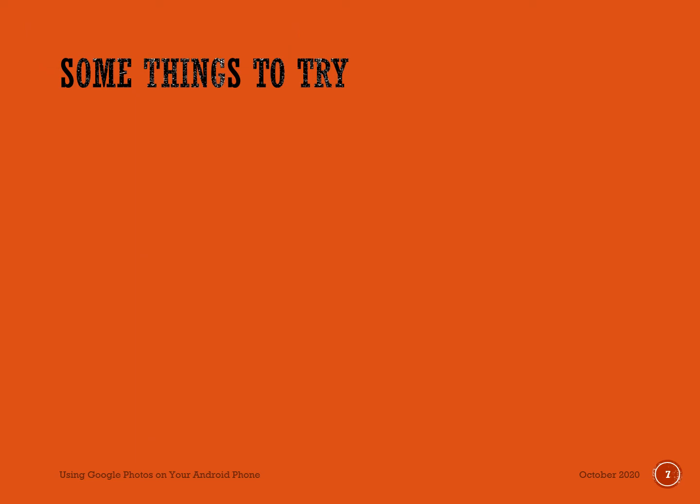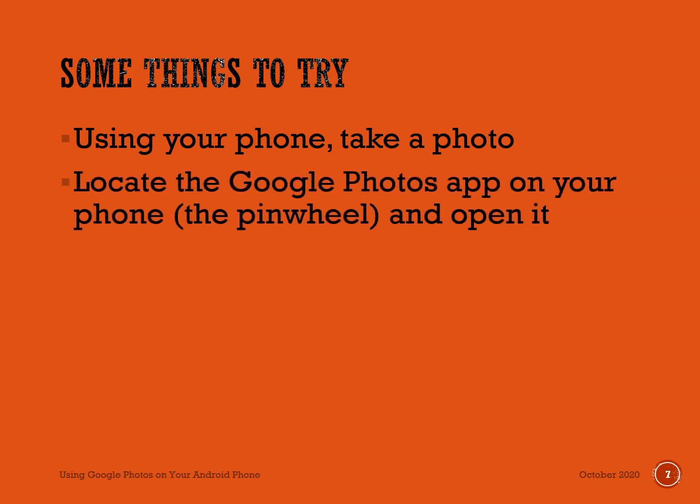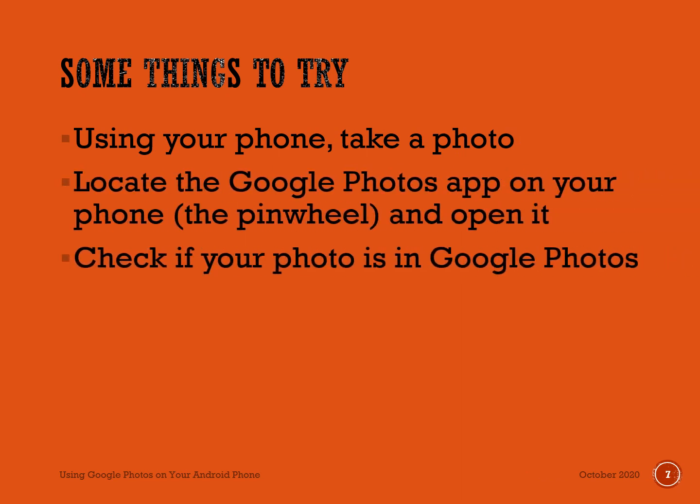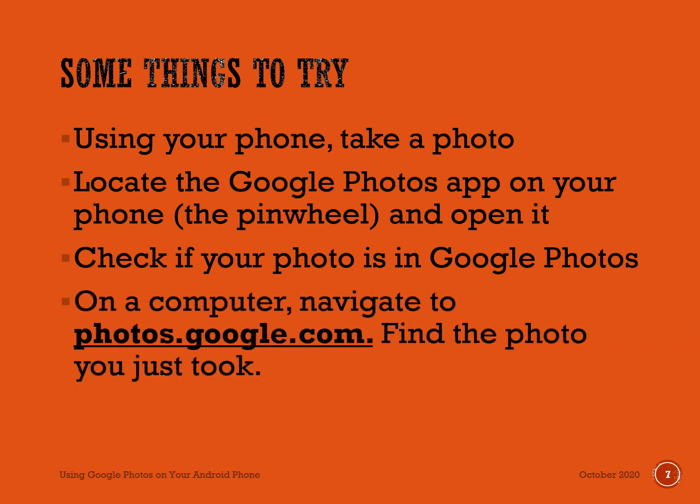Here are some things to try to see if Google Photos is set up correctly. Take a photo from your phone. Then locate the Google Photos app on your phone and open it. Check to make sure that your photo is in Google Photos. Go to a computer and navigate to photos.google.com and find the photo you just took. If you cannot find it, you may have to wait a bit for it to be uploaded from your phone.